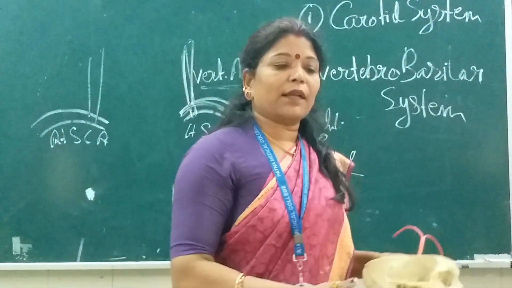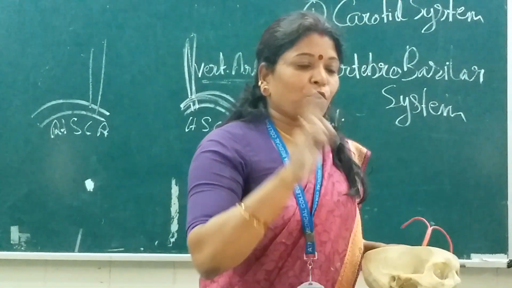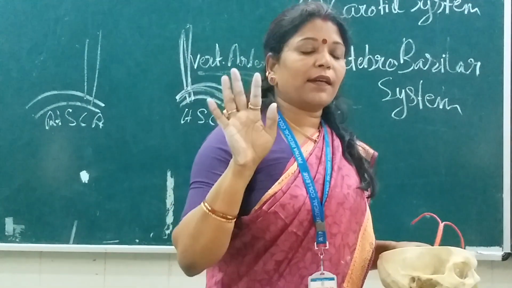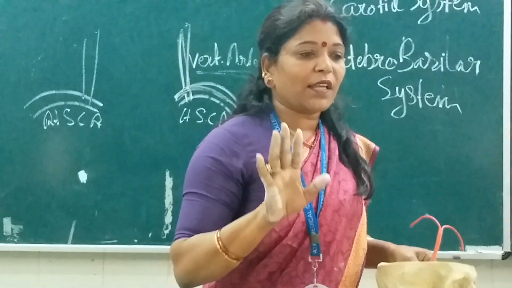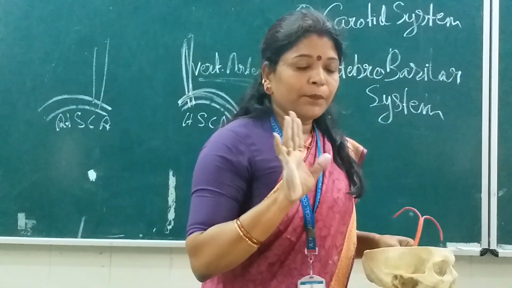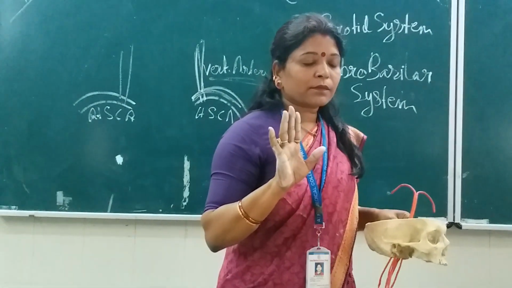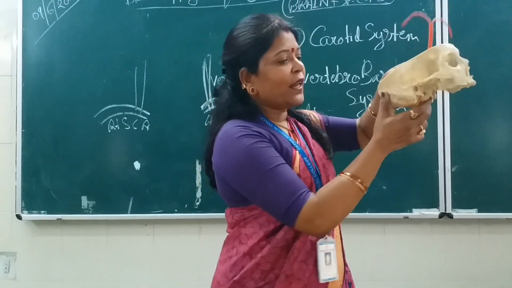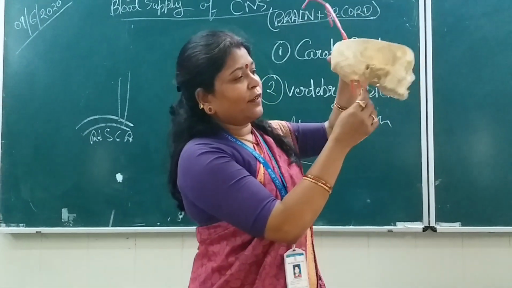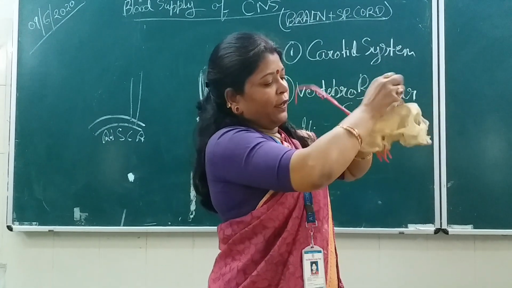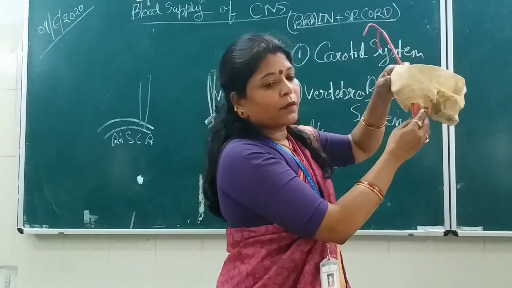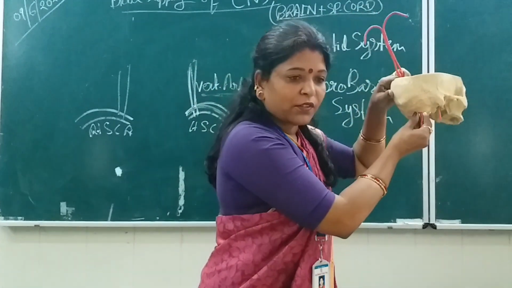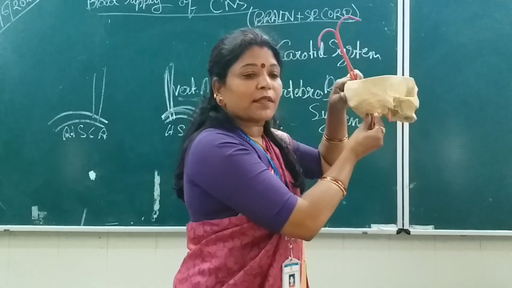So the foramen magnum is the route through which the vertebral artery in pairs enters inside the cranial cavity, that is in the posterior cranial fossa. Clear? Yes or no? These vertebral arteries will go inside by entering through the foramen magnum here. The foramen magnum is the route of entrance of what? The vertebral arteries in pair.